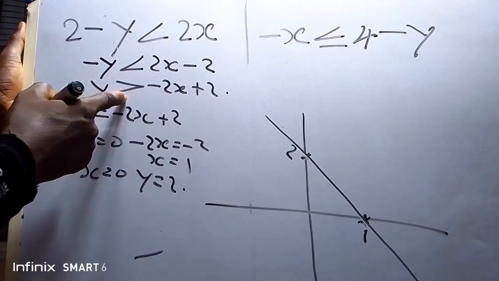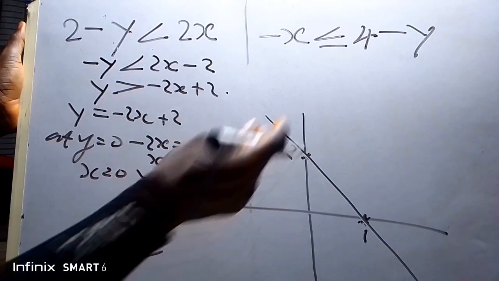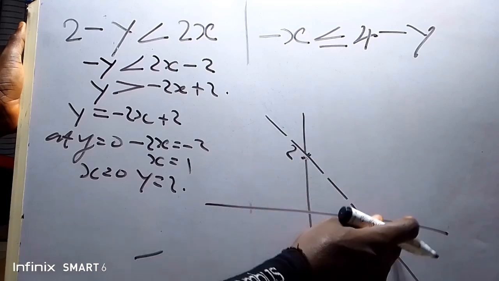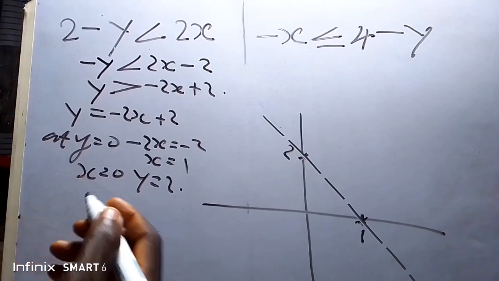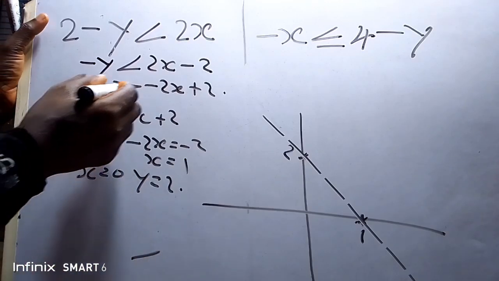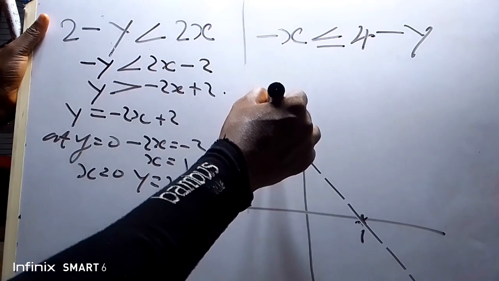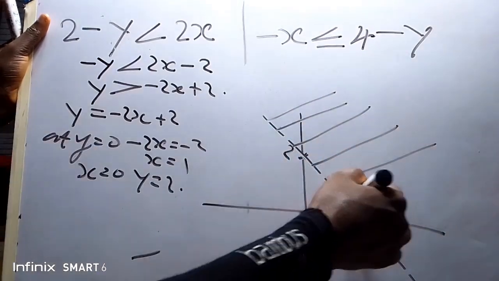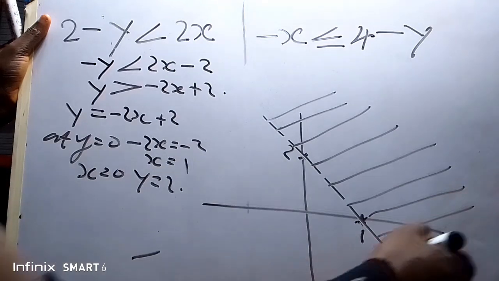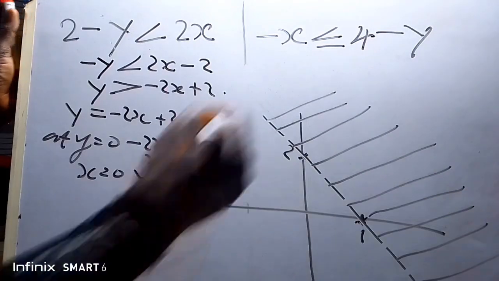Now, if you have just greater than or less than, what you have would be a broken line. So these guys are going to be broken lines. Are we there? Then again, we are going to shade the region. Now, you can see that y is greater than. When it is greater than, what you do is you shade above the line. So this is what we have right here. Are we there? So we've done that.